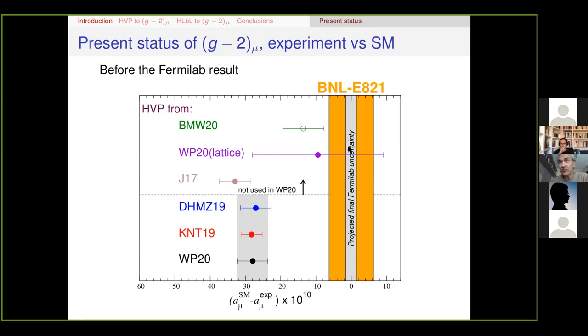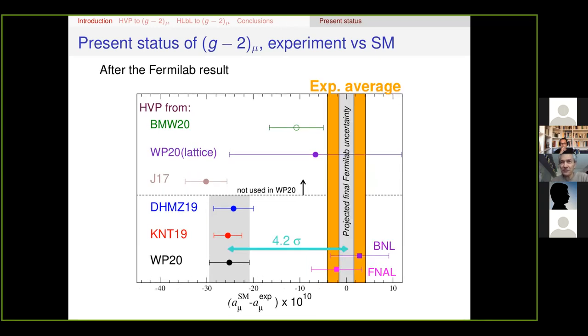And here this gray band gives you the projected final Fermilab uncertainty, a factor 4 reduced with respect to the Brookhaven one. Now we'll show you what happens if you include Fermilab, and keep in mind that the 0 will stay put at the experimental value, so all the rest will shift.